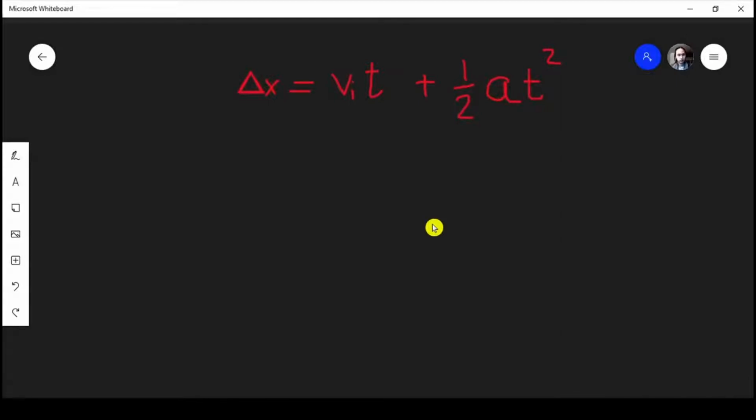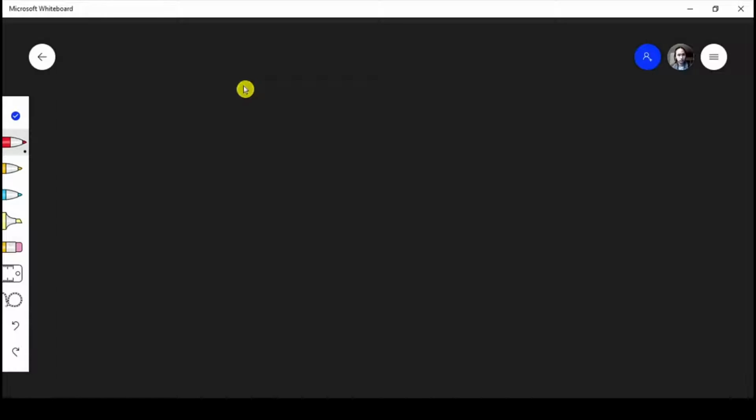This is the second equation on the equation sheet: x equal to initial velocity multiplied by time plus 1/2 at squared. I'm going to go ahead and prove it. We already know from the first equation that vf is equal to vi plus at.